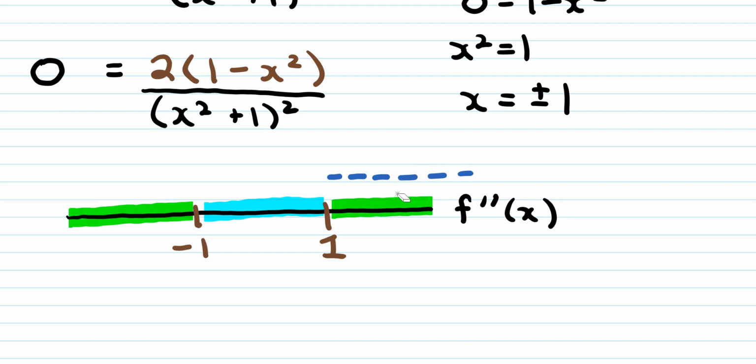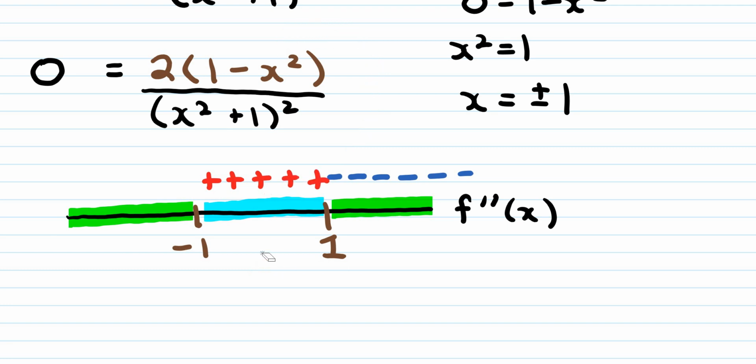Okay, and then let's take the test point in the middle region here. Let's pick 0. If I plug in 0 over here, 1 minus 0 is going to be positive, and a positive divided by positive means this whole region will be positive.